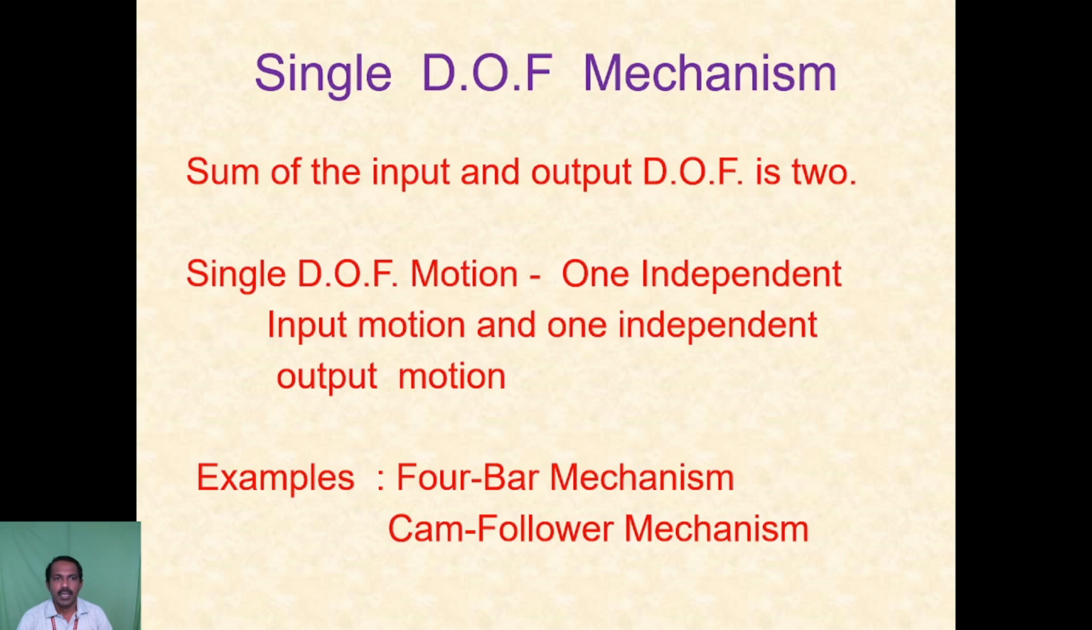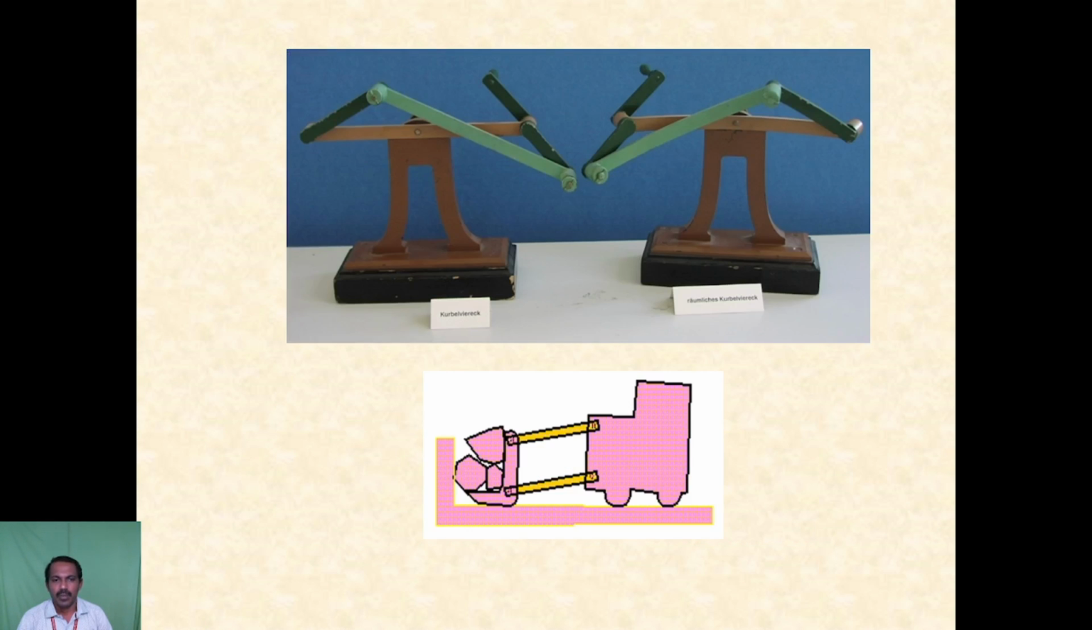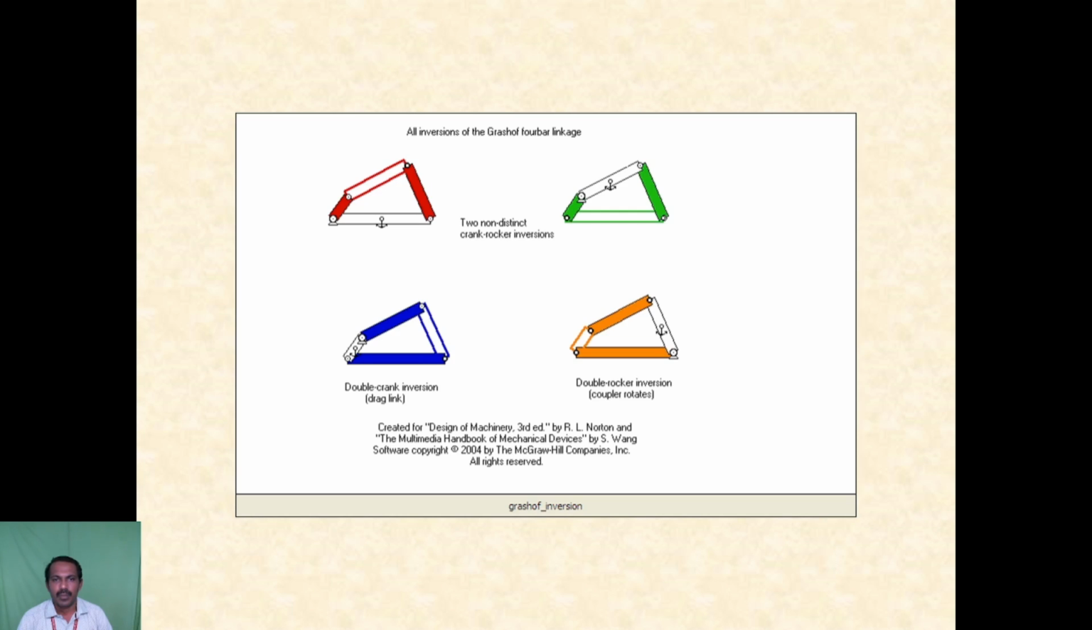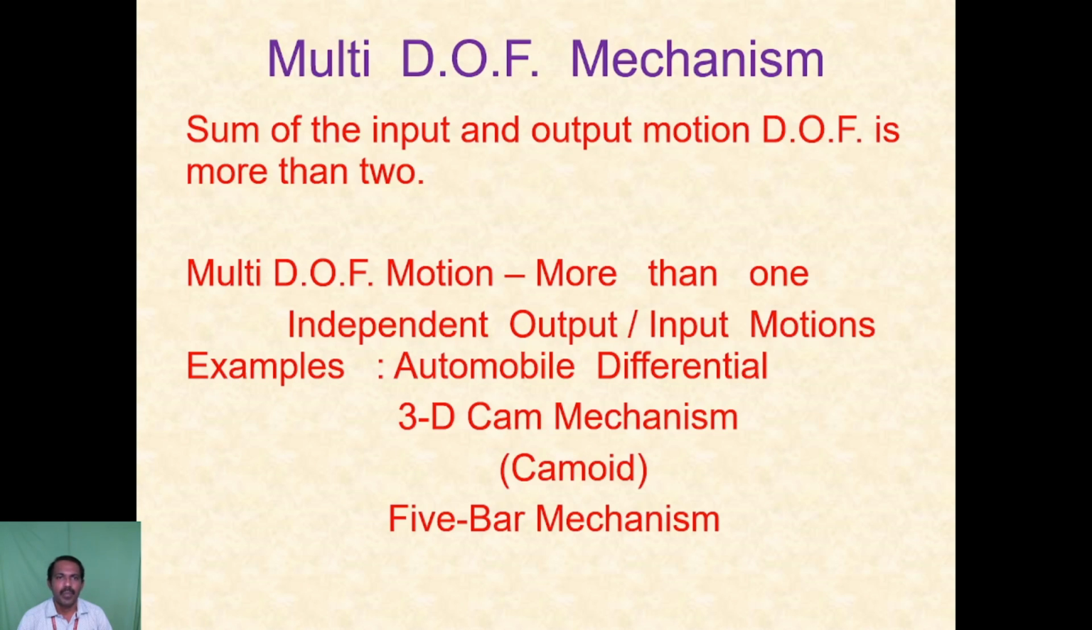Here is a single degree of freedom. Here is a four-bar mechanism. Four-bar double rocker inversion. So that is an example. Next, multiple degree of freedom.